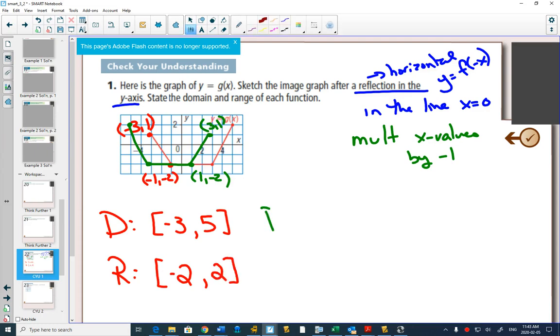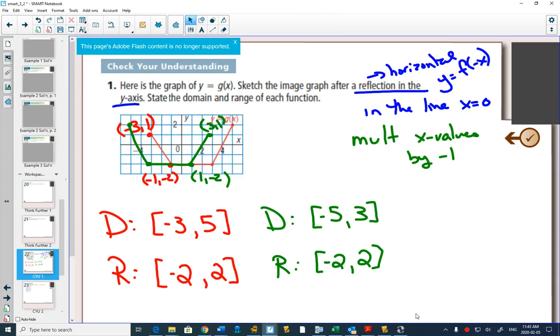Then on my green graph, for my domain, looking at my graph, now my smallest x value is negative 5. My largest x value is positive 3. Looking at my graph, my smallest y value is negative 2. My largest y value is positive 2. Okay. I got my domain and range from my graph.